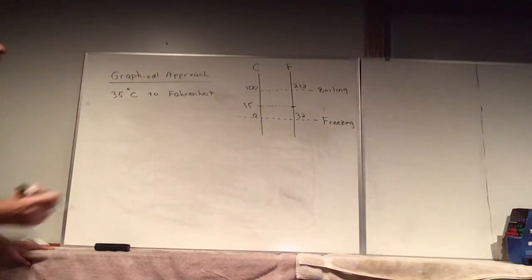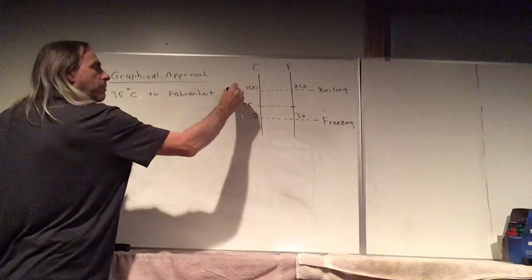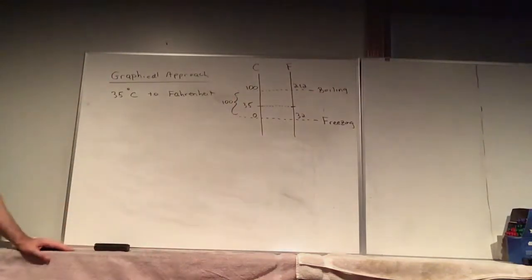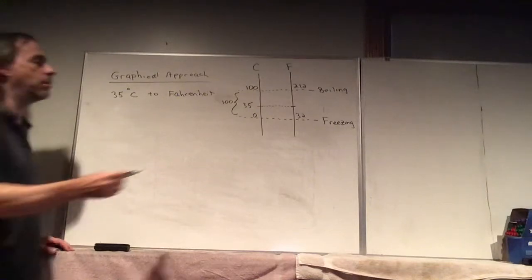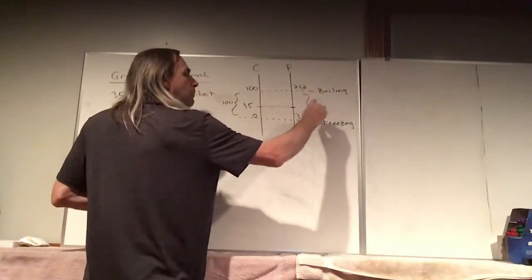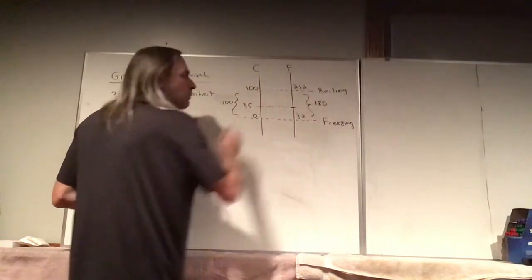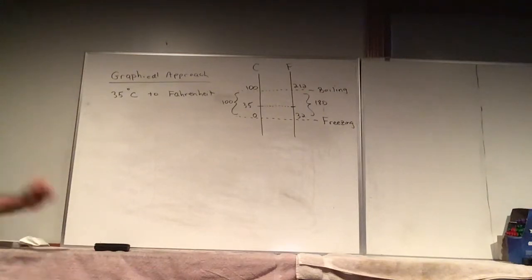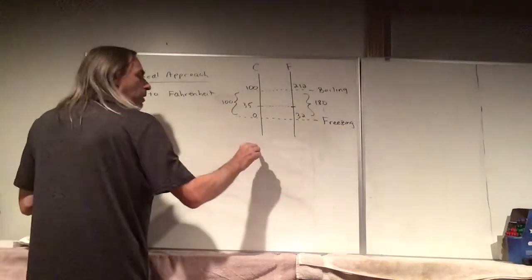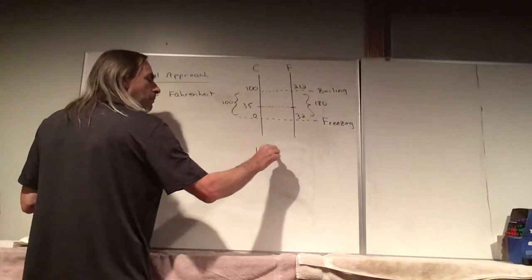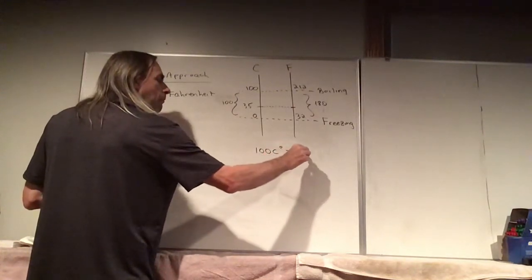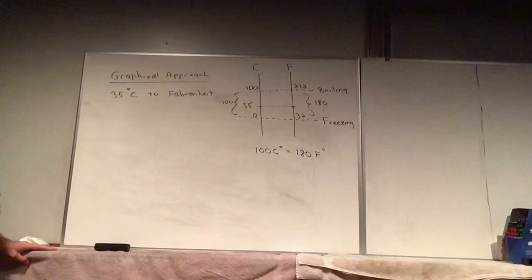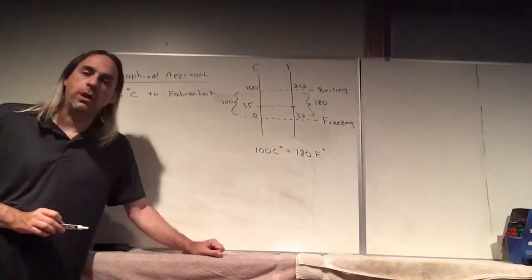And so what we're going to do is look at the difference between the freezing and the boiling point. So that's a difference of 100 degrees on the Celsius scale. On the Fahrenheit scale, that's a difference of 180 degrees. And so we can set this equation here. We can say that 100 Celsius degrees equals 180 Fahrenheit degrees. Now, we have to be a little careful by what this equation means.